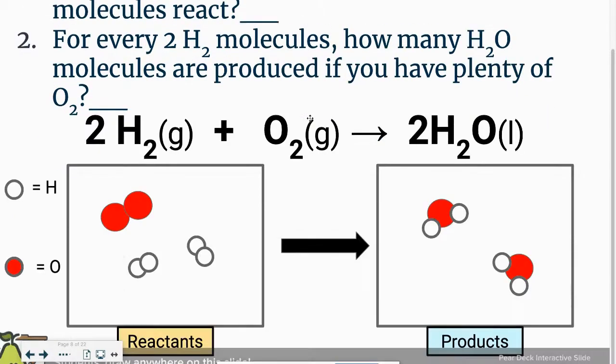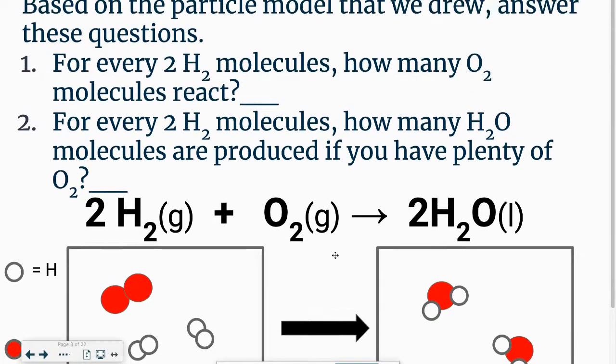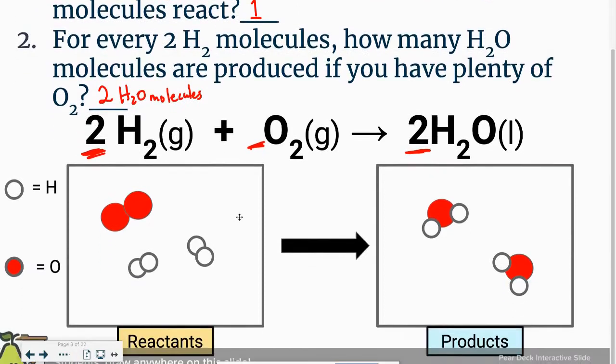All right, so now once we have this particle model, we want to look at some of the ratios in this balanced equation. So for every 2 H2 molecules, how many O2 molecules react? If we look here, 2 H2 molecules need 1 O2 molecule. Number 2 says for every 2 H2 molecules, how many H2O molecules are produced if you have plenty of O2? So for every 2 H2, we get 2 H2O molecules. Those are the ratios in the balanced equation.